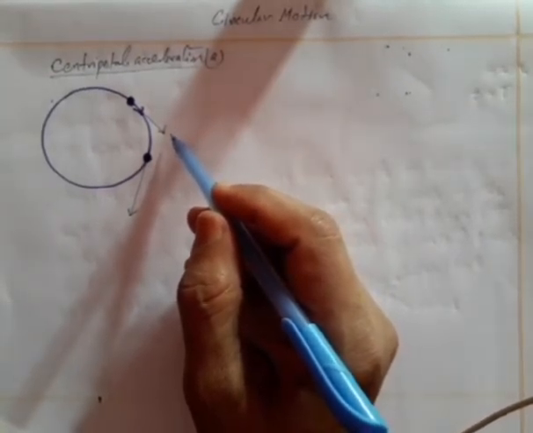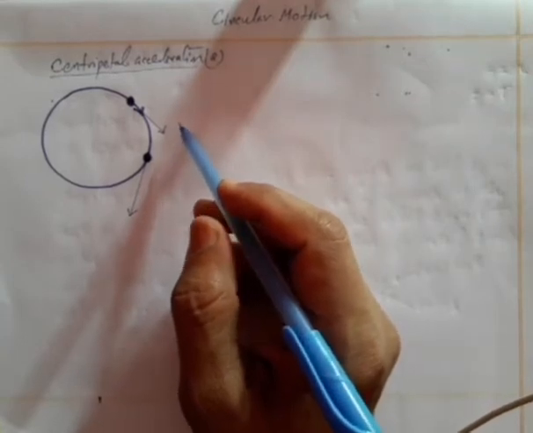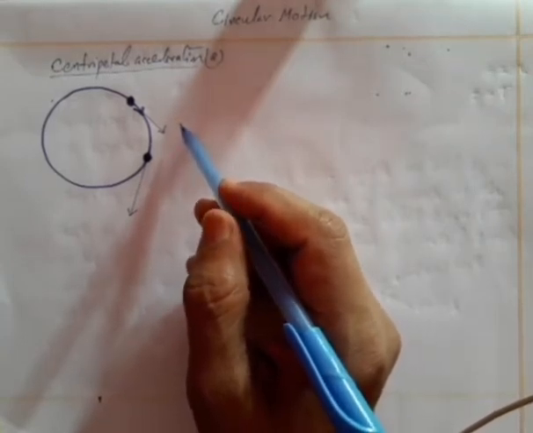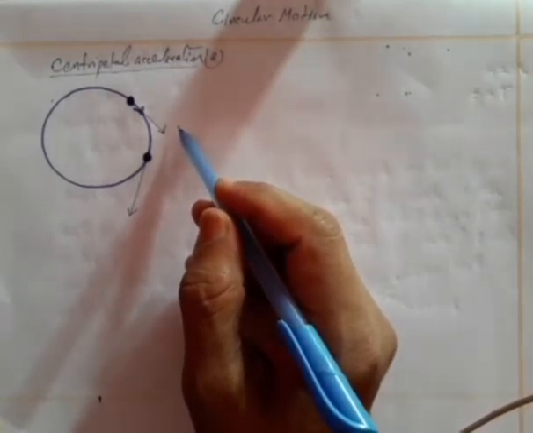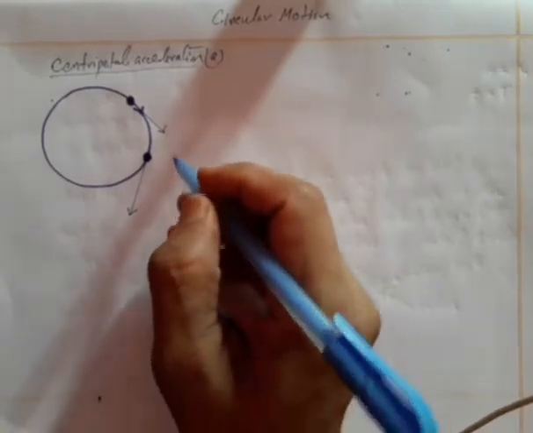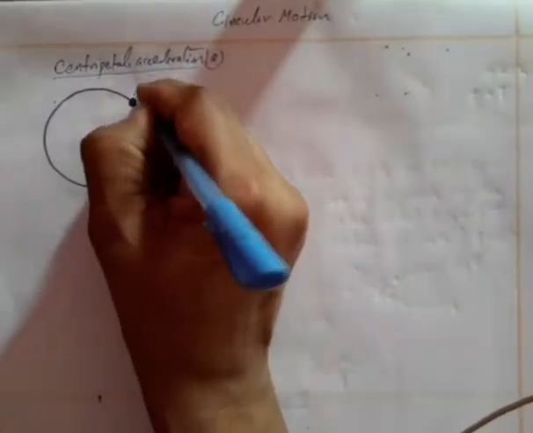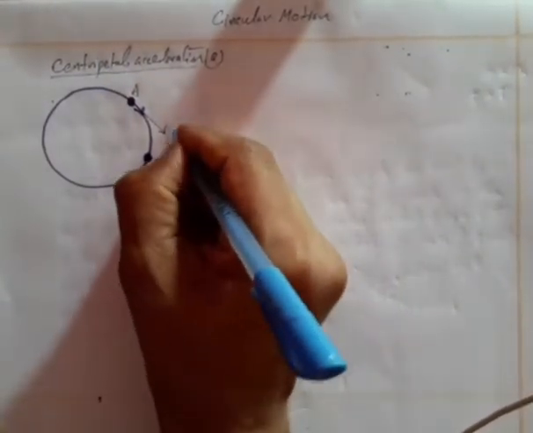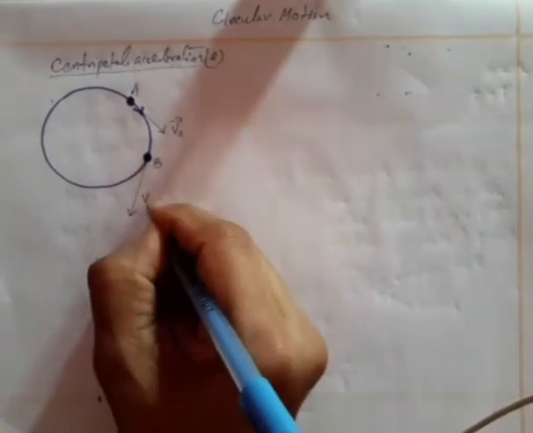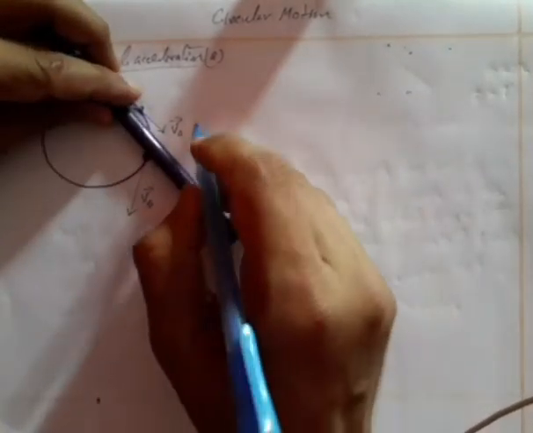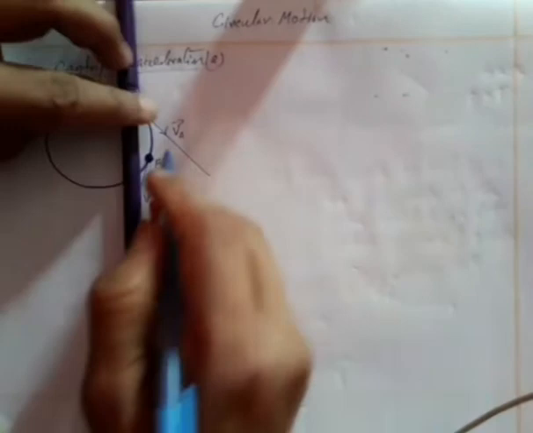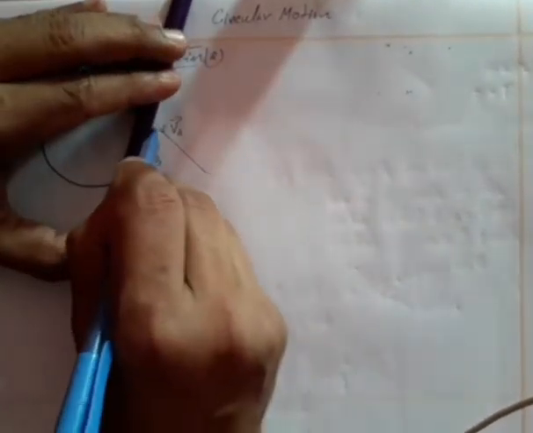So from this diagram we can say there will be a change in velocity. Though the speed is not changing, the direction of velocity is changing. That's why we can say there will be a change of velocity. And we know if there is a change in velocity, there must be an acceleration.